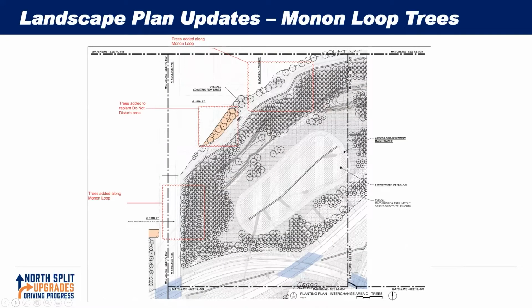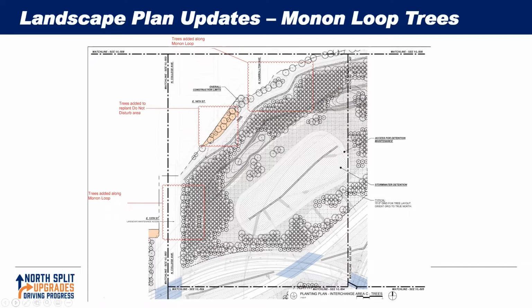Kind of along that similar train of thought, we were requested to add some additional trees along the Monon Loop. And that Monon Loop is the current detour of the Monon Trail that runs along the north side of the interchange, down south along College, and then to the southeast back to 10th Street. And we were able to find some spots to add some additional trees there.